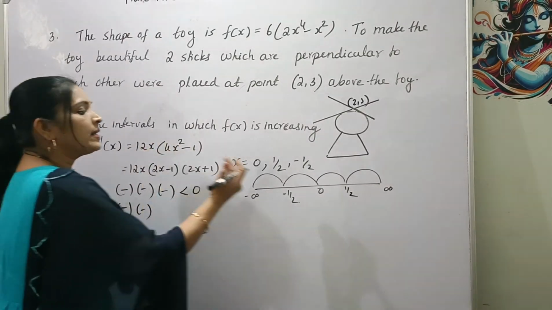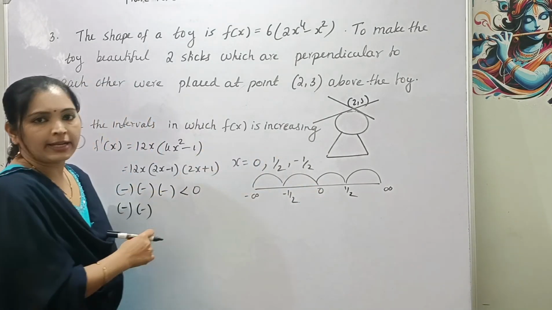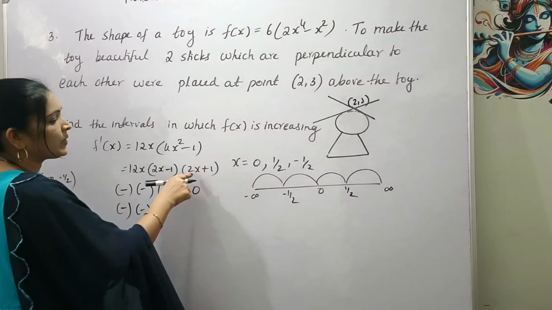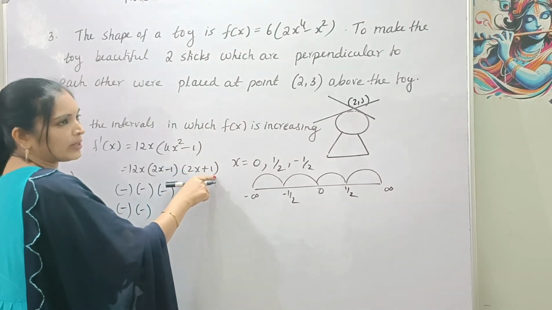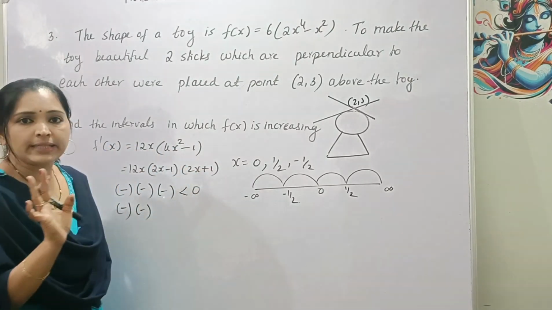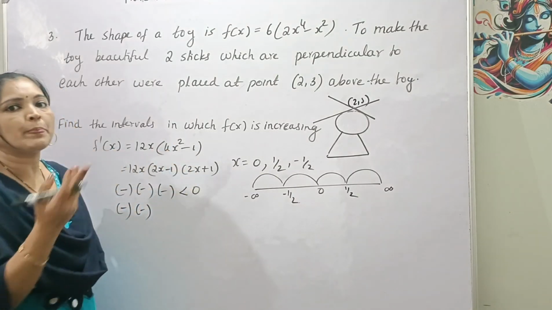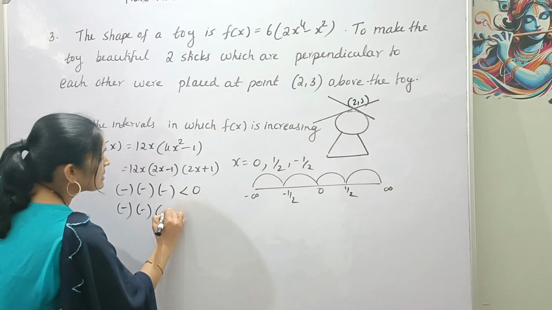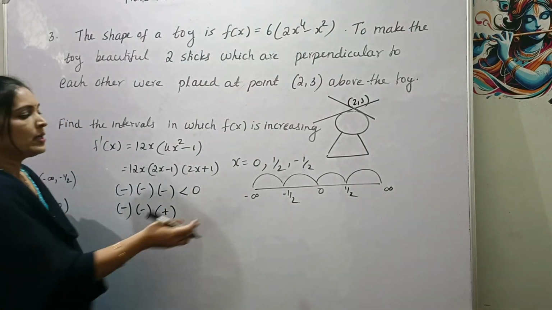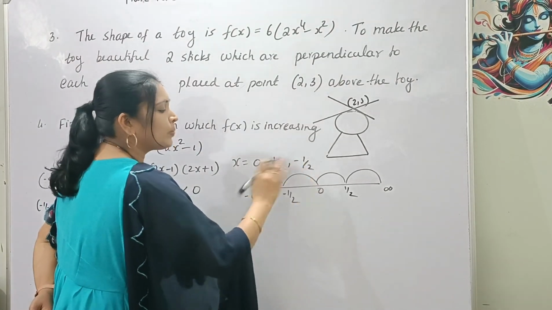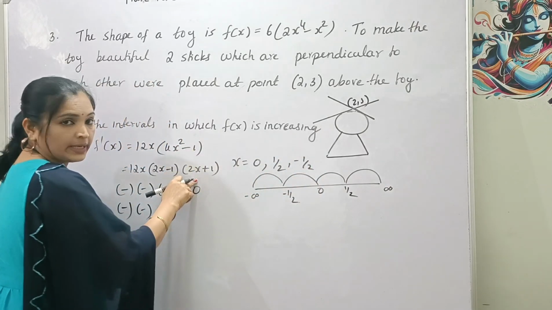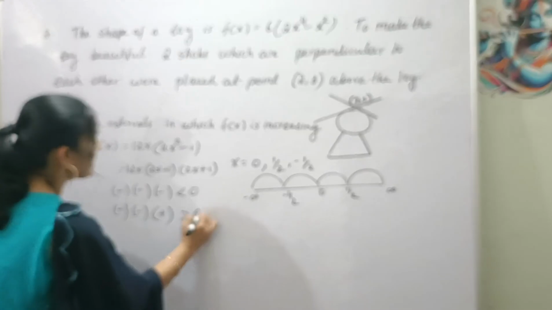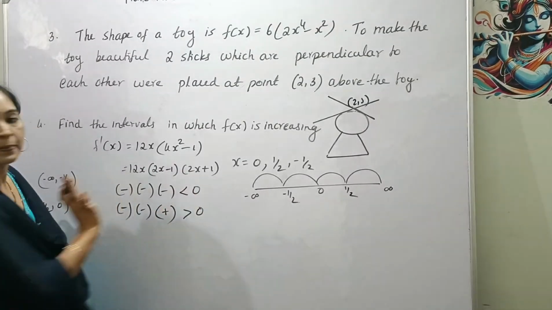Next, here values are greater than minus 1 by 2. Just substitute minus 1 by 3. What will you get? That is minus 2 by 3 plus 1, that is greater than 0, right? Positive value. So here it is always positive. Whatever values you substitute between minus 1 by 2 and 0, you will get positive. So it is positive, therefore it is greater than 0. Minus into minus, plus; plus into plus, plus.